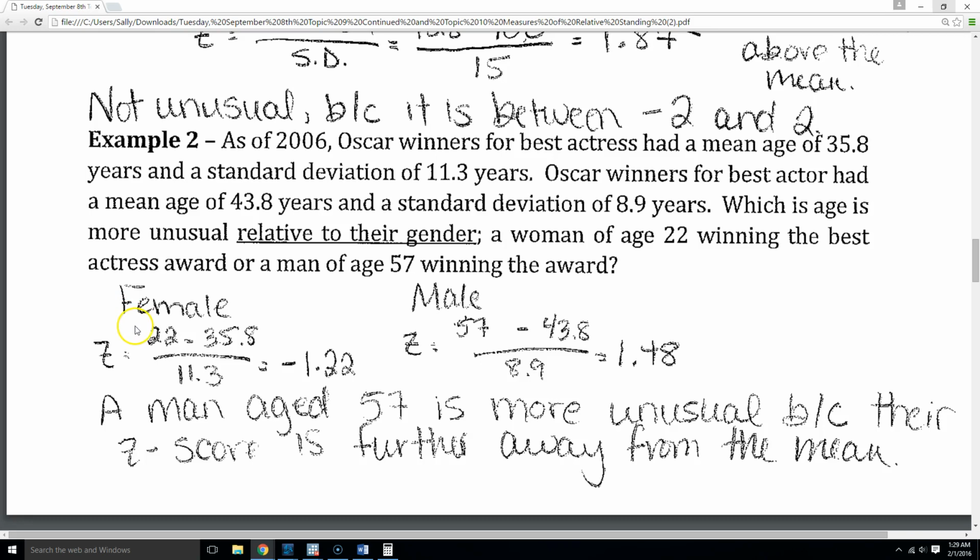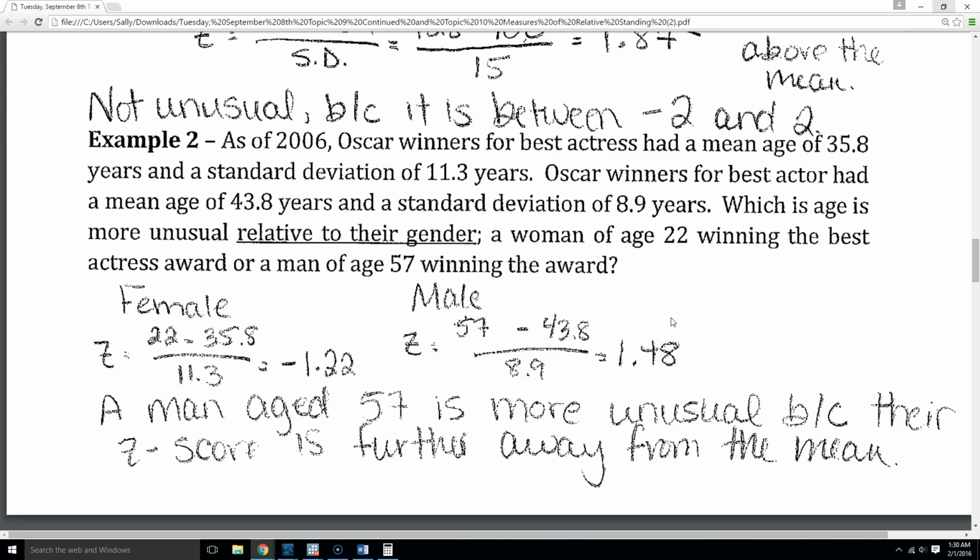When you find the z-score for the woman of age 22, you end up with a z-score of negative 1.22. It's important that the value you're interested in comes first, and then you subtract the mean from that, so that we end up with a negative because 22 is less than 35.8. 11.3 is our standard deviation, that's going to be on the bottom. For the man, 57 minus 43.8 divided by 8.9 gives us a z-score of 1.48.